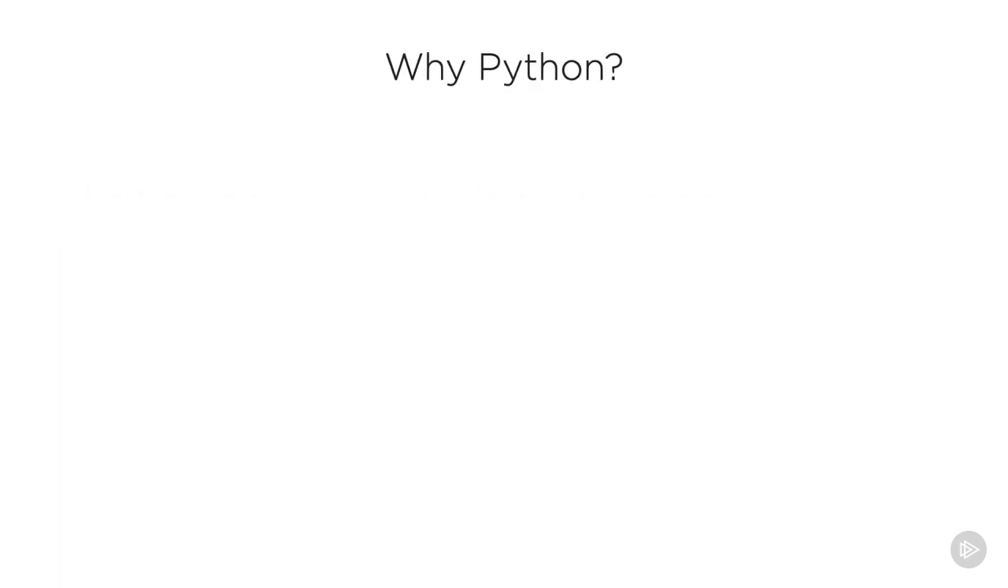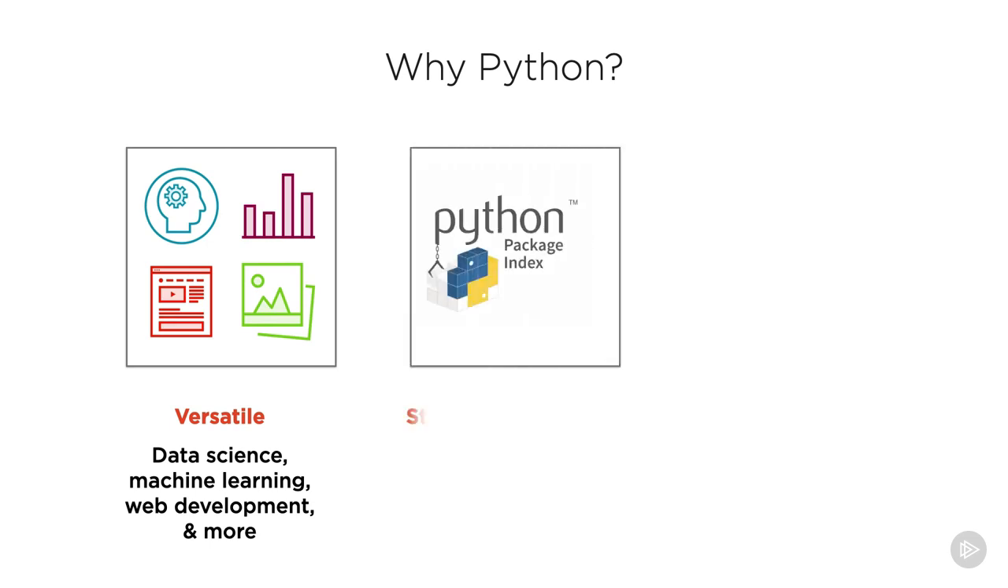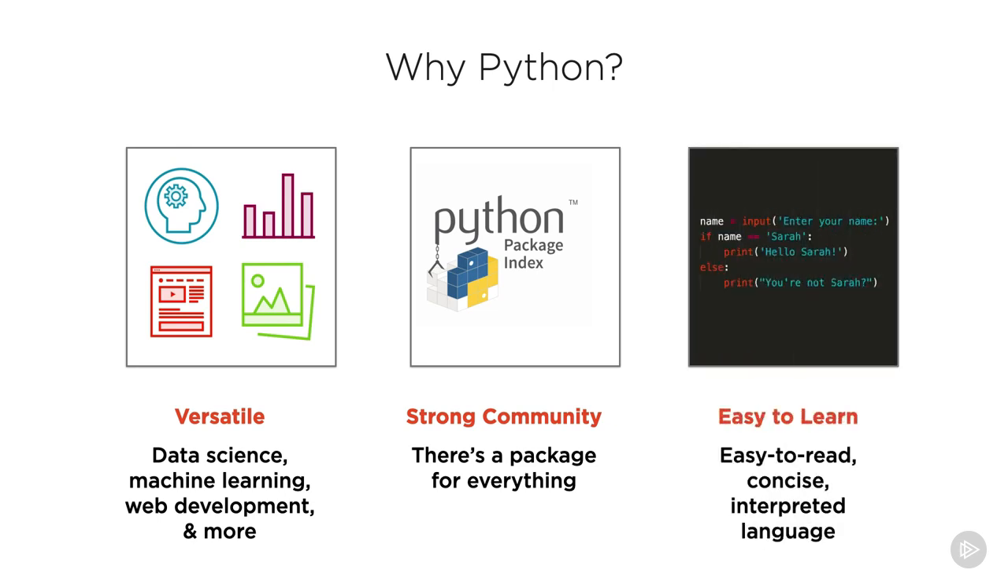In this module, we're going to jump into Python with data types and input and output. You've made a wise decision to learn Python, and among the many reasons you might have decided Python is that it's versatile. You can use Python for a wide variety of applications like data science, machine learning, web development, and more. There's also a strong Python community, which means there's a package for pretty much anything, so there's no need to reinvent the wheel. And it's easy to learn. It's written similar to English or a spoken language, and it's concise, and it's an interpreted language, so it doesn't need to be compiled first and then run.